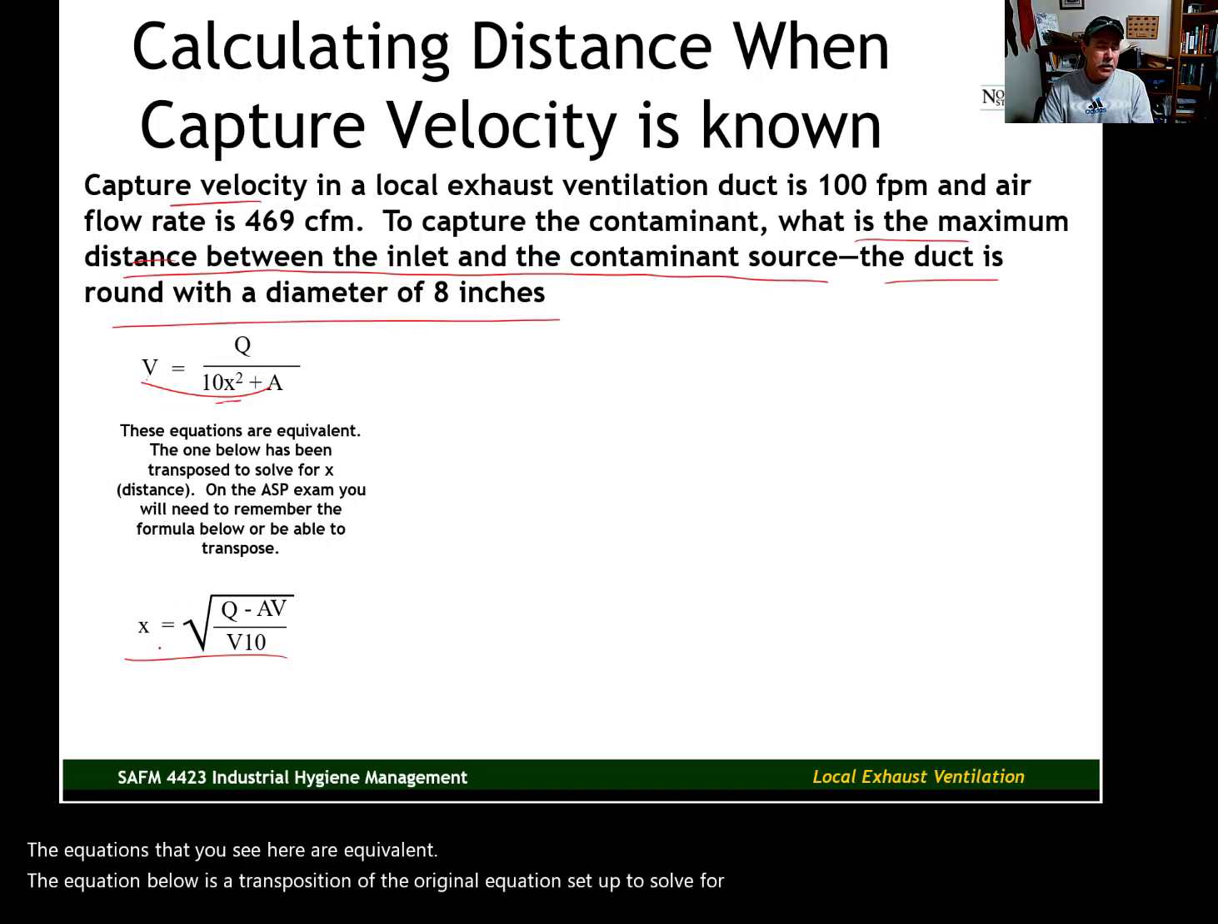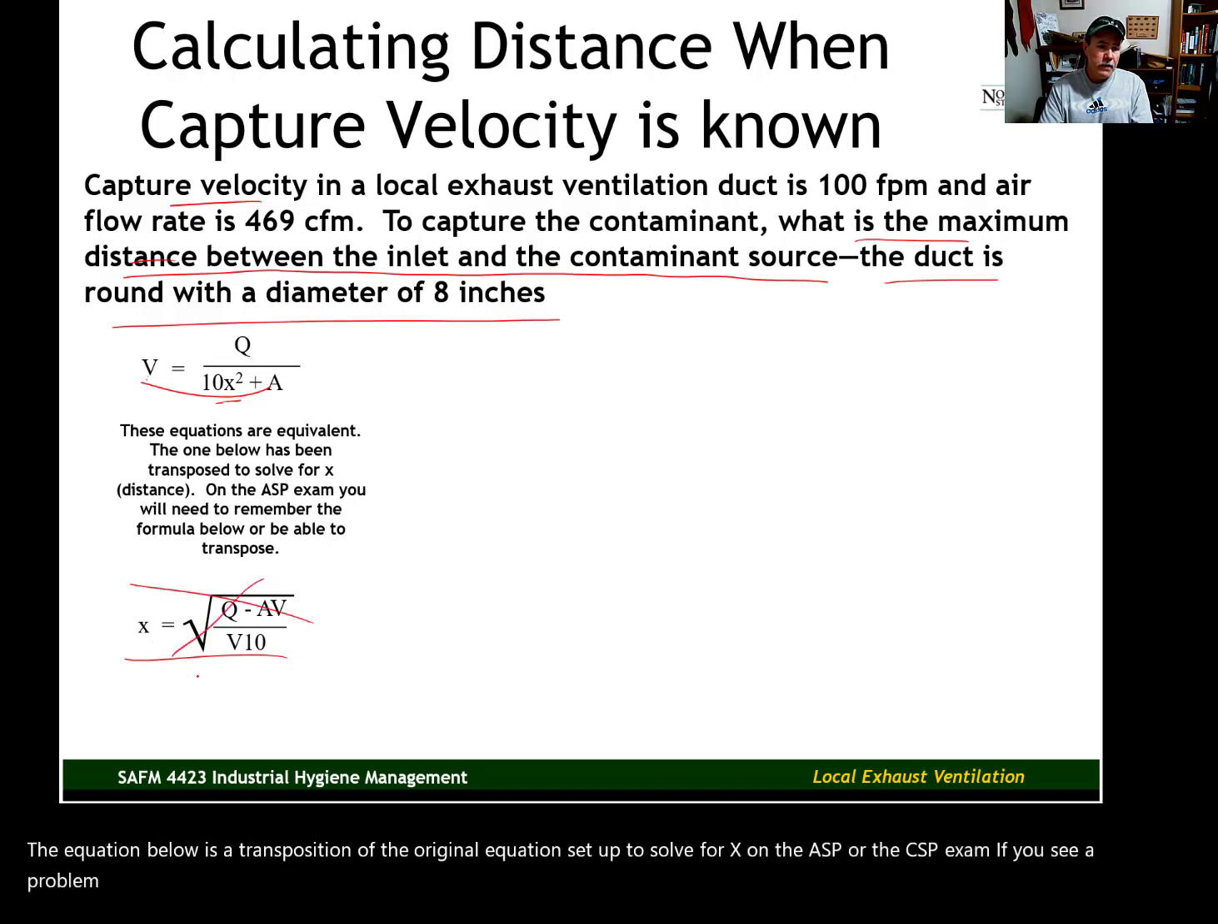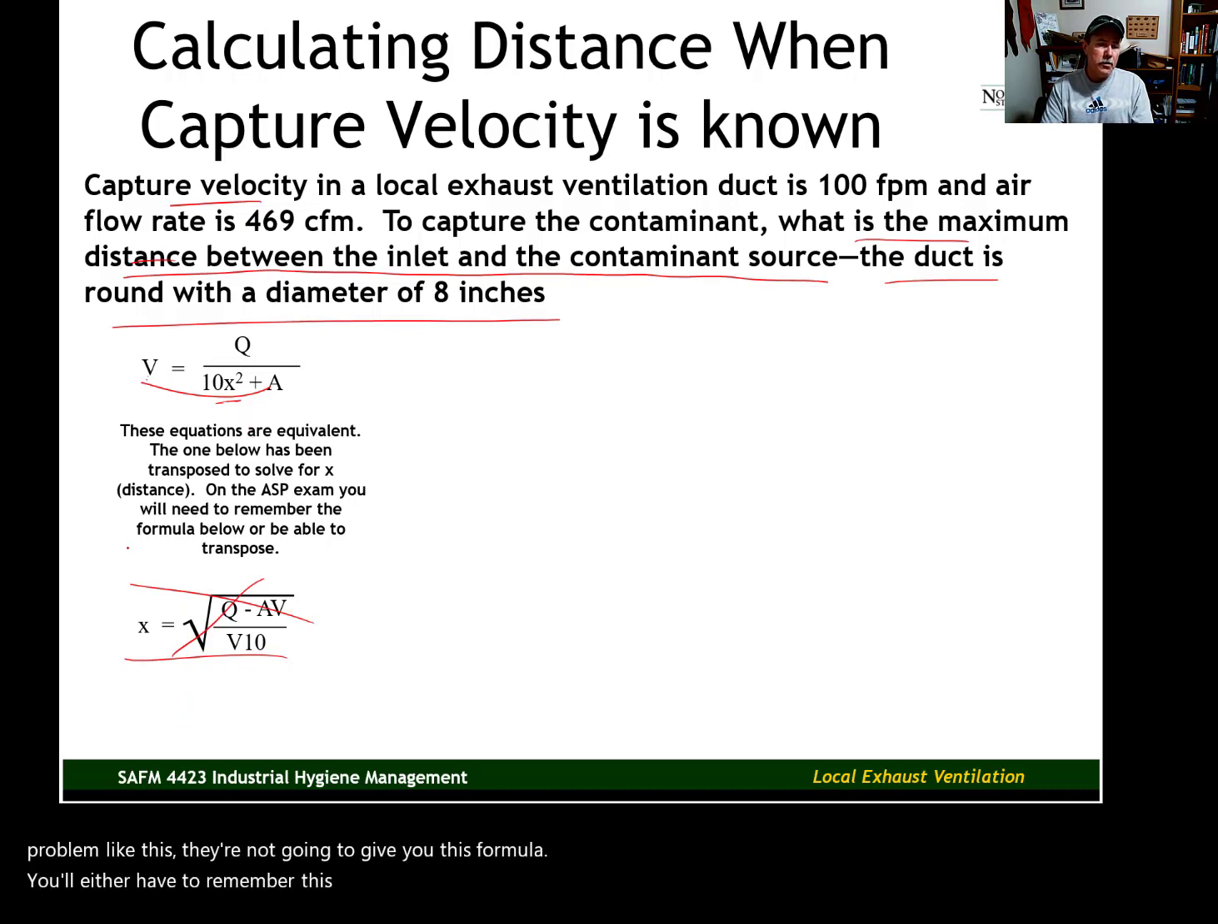On the ASP or the CSP exam, if you see a problem like this, they're not going to give you this formula. You'll either have to remember this formula or be able to do the transposition.